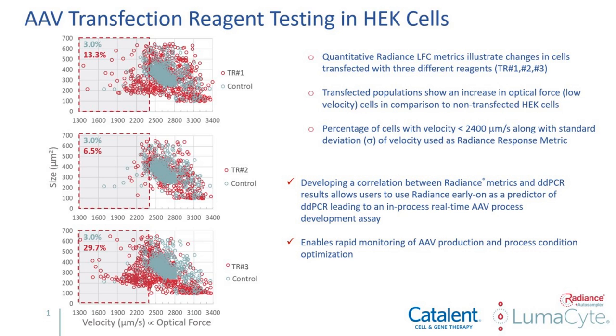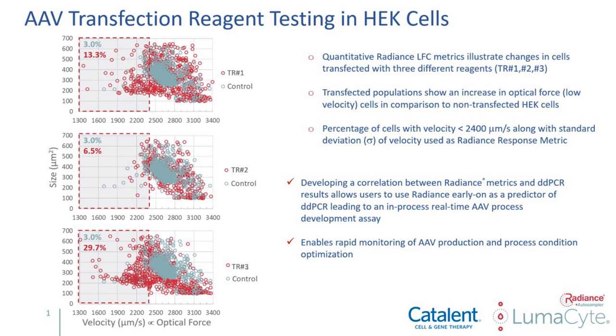And when comparing the transfection reagents 1, 2, and 3, the dotted line, which shows the percentage of cells with the velocity less than 2400 micrometer per second, shows the transfected cell population. And the transfection reagent 3 showed the highest transfected population, followed by reagent 1, and that was followed by reagent 2. And these results were also confirmed from the ddPCR measurements that we did outside of this experiment.